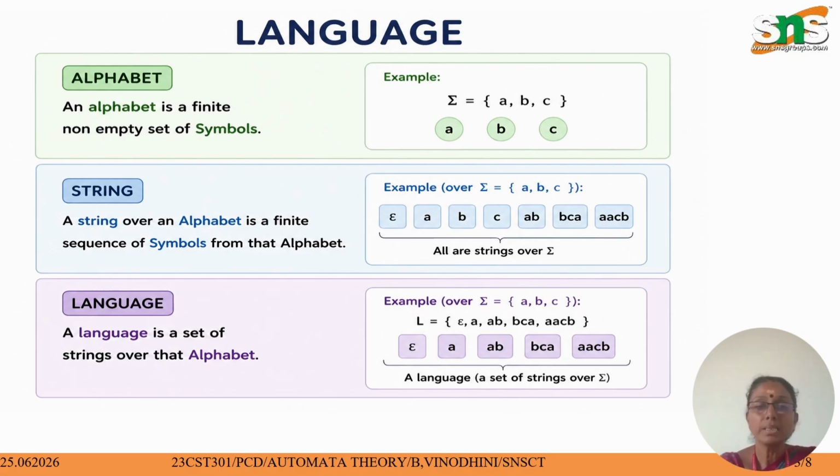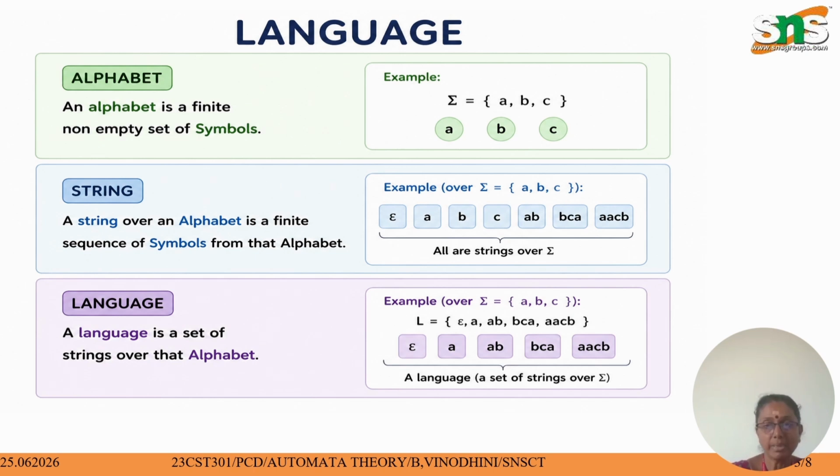Next is a string. A string is over an alphabet. It is a finite sequence of symbols from the alphabet. So we can derive strings from the alphabet. For example, with the alphabet a, b, c, we can derive strings such as epsilon, a, b, c, ab, bc, ca, ac, and so on. We can derive any number of strings over an alphabet.